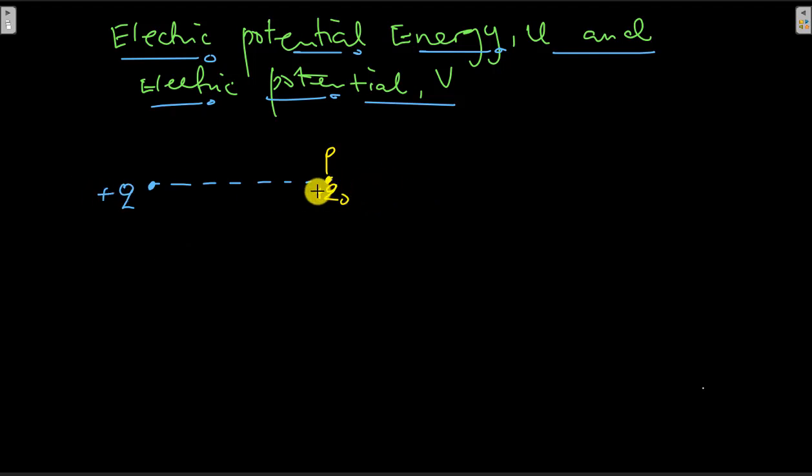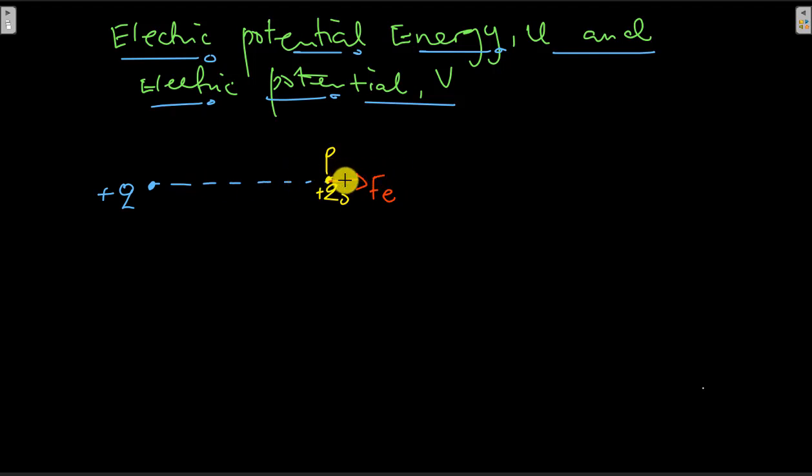Obviously, because this charge is positive, the charge that is creating the field and the test charge that we are bringing from infinity, there is going to be a force of repulsion. So there's going to be an electrostatic force of repulsion. Let's call that force Fe. This is the force due to the electric field.